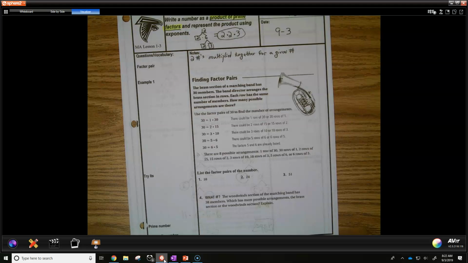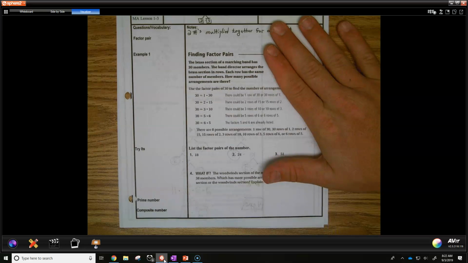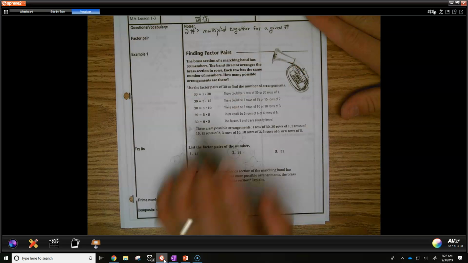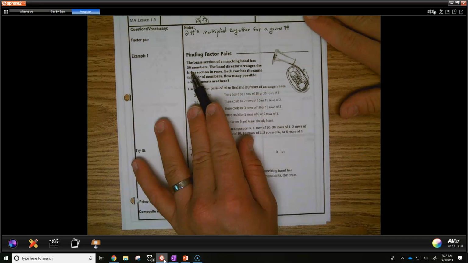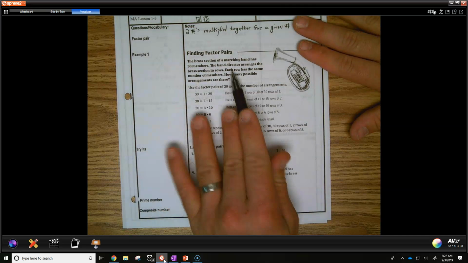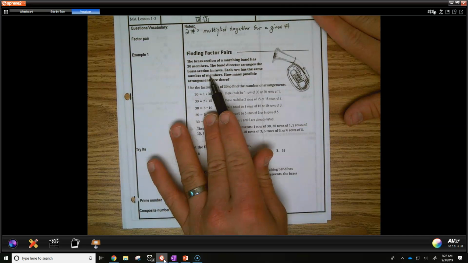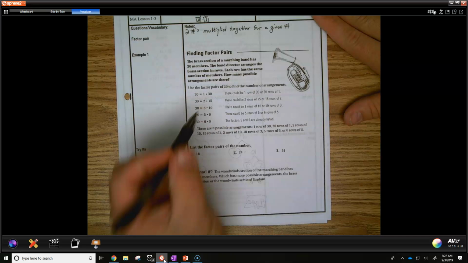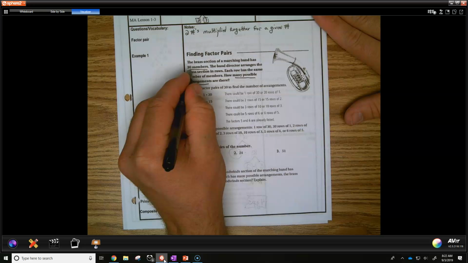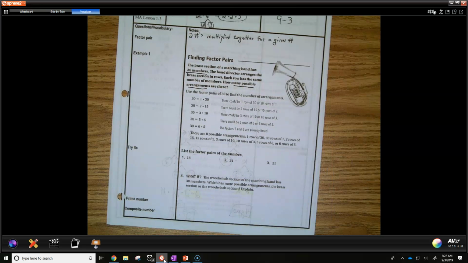Alright, so this shouldn't take long on this part. Our first example is just finding factor pairs. It said the brass section of a marching band has 30 members. The band director arranges the brass sections in rows. Each row has the same number of members. How many possible arrangements are there? To be honest, whenever I work with a story problem, I underline the important information.